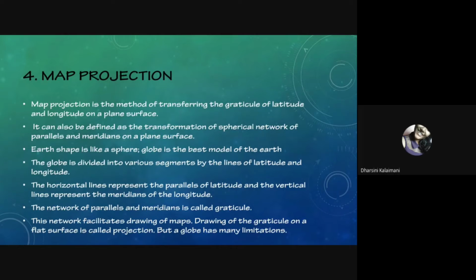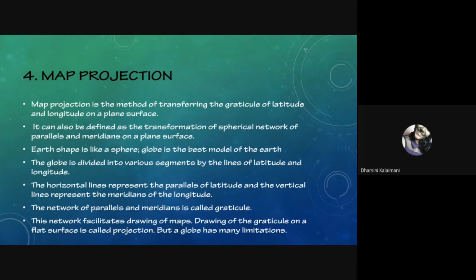Number four is map projection. Map projection is the method of transferring the graticule of latitude and longitude onto a plane surface. It can also be defined as the transformation of the spherical network of parallels and meridians onto a plane surface. The Earth's shape is like a sphere. A globe is the best model of the Earth.